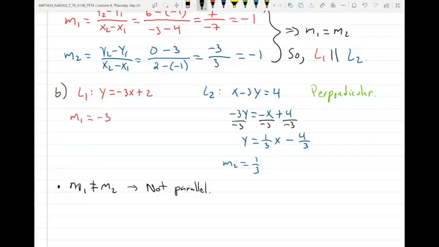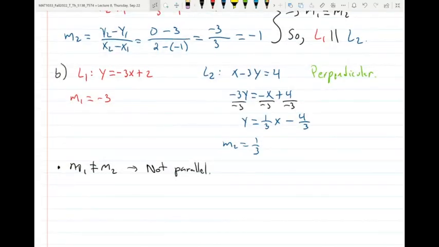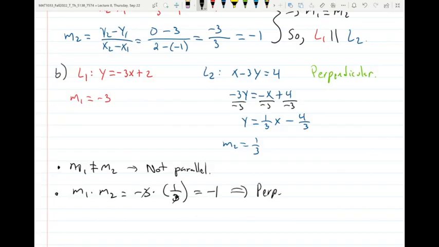Right? So perpendicular means that when you multiply, you actually get -1. Then let us now look at the product. Well, -3 times 1/3, that's -1, because the 3 is cancelled. So the lines are perpendicular. Okay, so we can say here that L1 is perpendicular to L2.